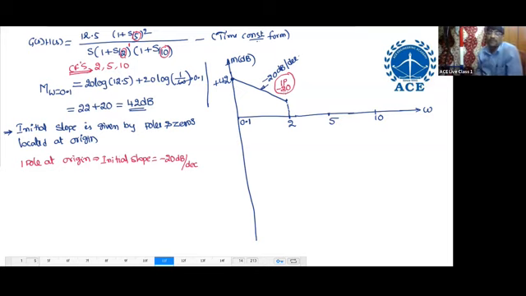At 2, there is one pole. That means the slope is minus 20. So now, minus 20 plus minus 20, how much? Minus 40. Draw a line with minus 40, up to where? Up to 5. Draw a line with minus 40 up to 5.